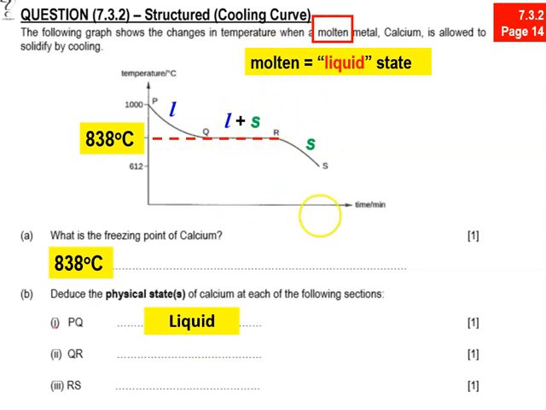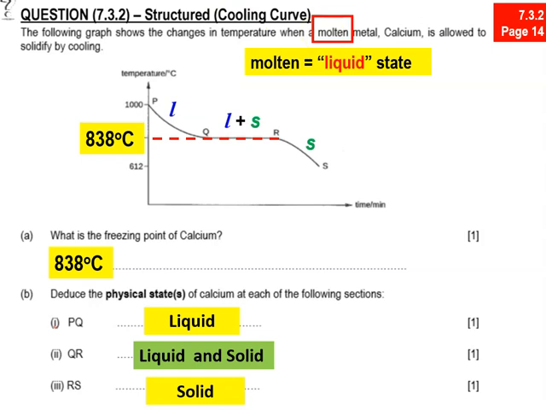Now Q to R, if you look at Q to R, it is a flat line, so there is a change in state. So there must be a mixture, liquid and solid. And therefore, R to solid is when your liquid has already completely solidified and calcium is now a solid metal. So it is now solid.